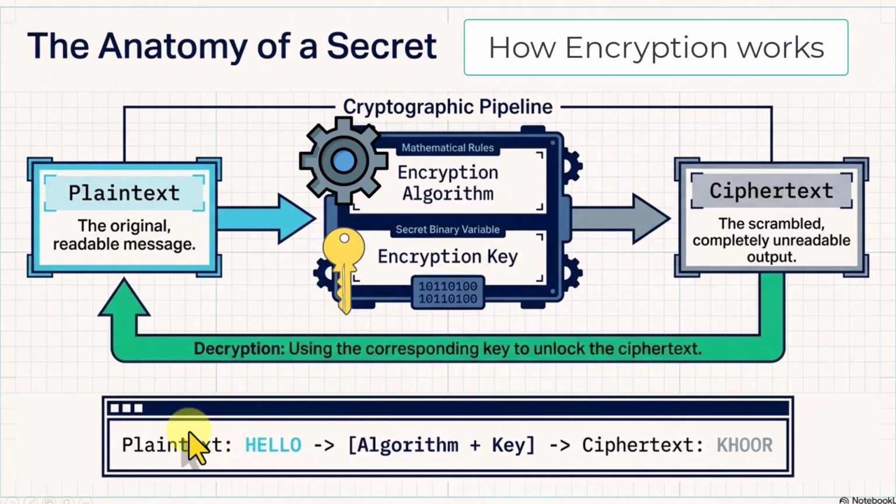For example, we have plain text of hello. We apply an algorithm with a key to that and we get a ciphertext, for example, KHOOR. That is completely unreadable and not understandable by the reader. We have mainly two types of encryption: symmetric encryption and asymmetric encryption. Let's discuss what they are.